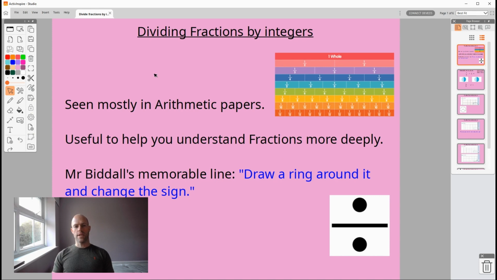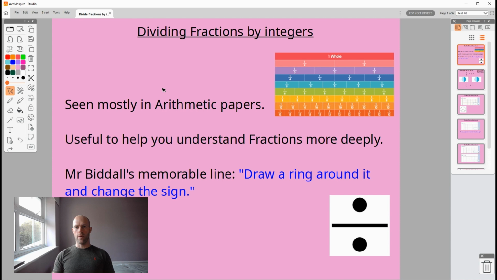Maths again today. We're going to stick with the topic of fractions and a mini topic within fractions. There's lots of mini topics within fractions. Dividing fractions by integers. So let's have a little look. Seen mostly on arithmetic papers. You may well at year 6 level or early secondary get a reasoning or word problem that involves dividing fractions by integers, but mostly it'll be 1 or 2 marks on an arithmetic paper.